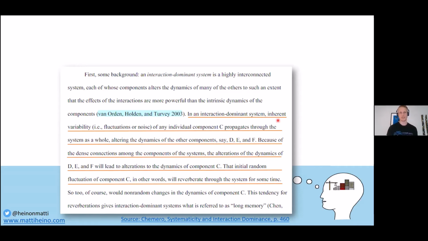In an interaction dominant system, inherent variability, i.e. fluctuations or noise of any individual component, propagates through the system as a whole. So if one thing changes, it starts changing other things in that system. And so it affects these other components, and because it's connected, the changes that went on in these will again feed back to the thing that started the whole cycle. So you can start seeing domino effects, or something that reverberates.